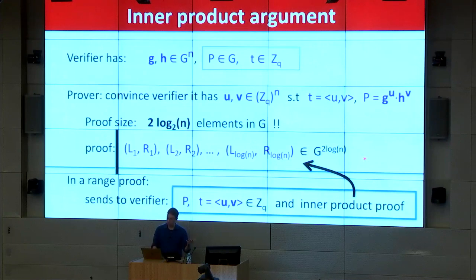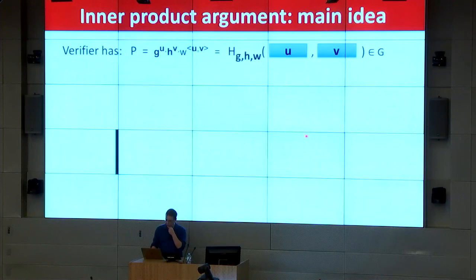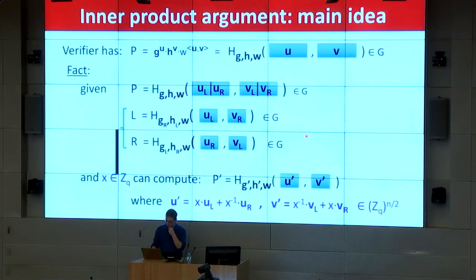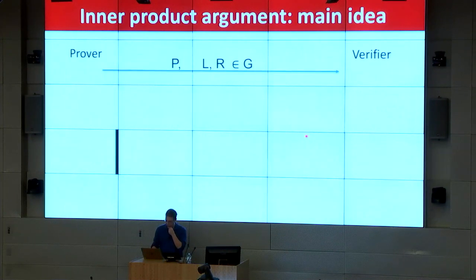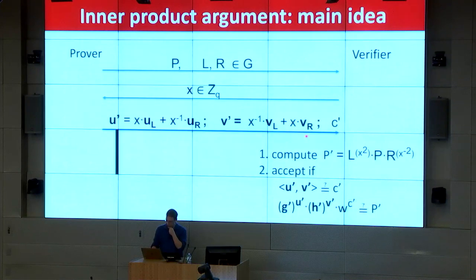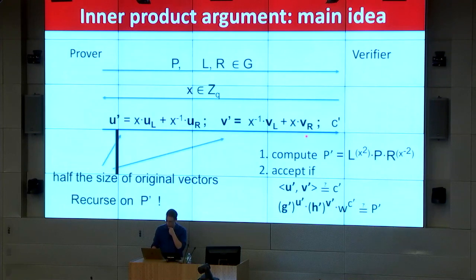So the question is then, how does this inner product argument actually work? What are these L's and R's? So let's see. How am I doing on time? Not too well, actually. I was going to torture you a little bit more by showing you how the proof actually works, but maybe I'll skip this in the interest of time.